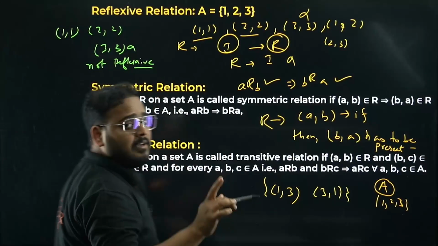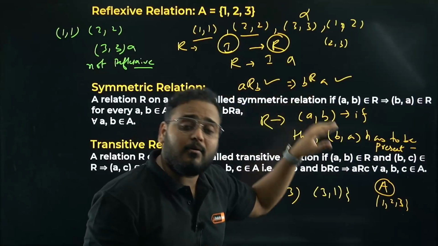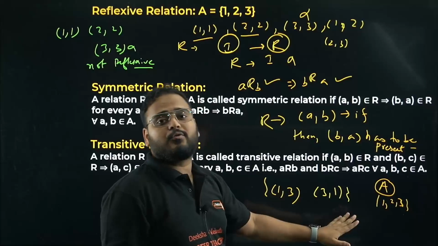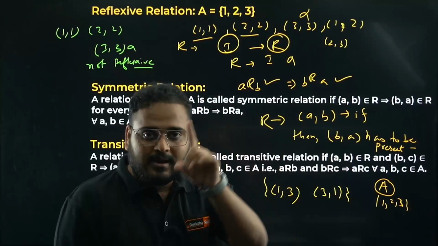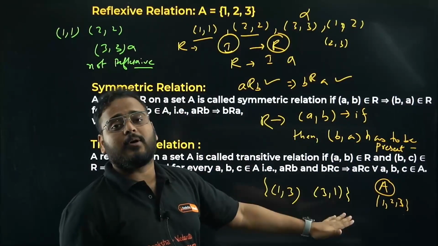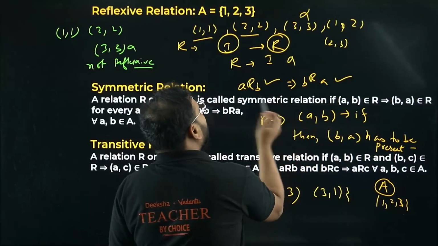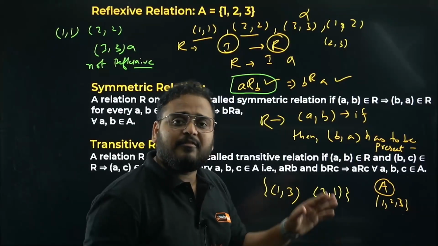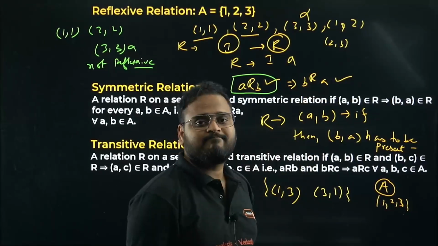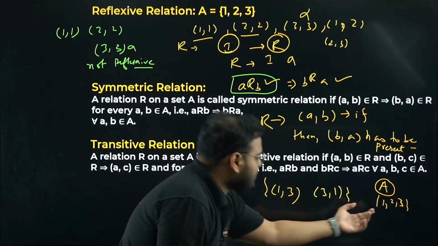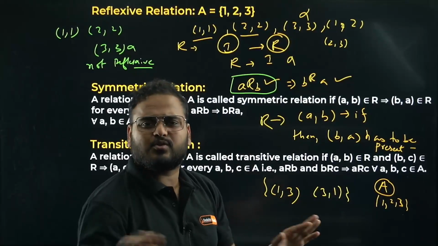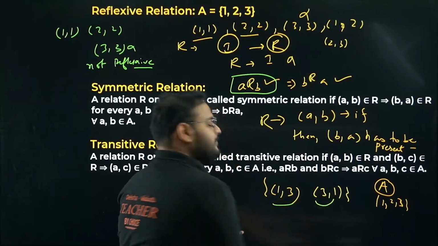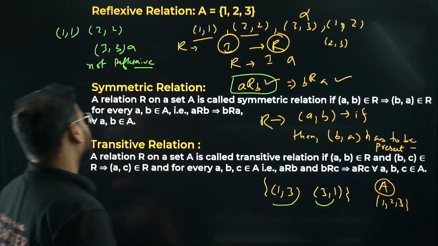In case of reflexive, all 3 have to be there: 1, 1, 2, 2, 3, 3. But in case of symmetric, 1, 3 is there, 3, 1 you look for. You don't look for 2, 3 and 3, 2. Understand that? Because ARB is not mentioned. 2, 3 is what, sir? ARB. If ARB is not there, then why are you looking for BRA? Correct, na? So if 2, 3 is not there, not a problem. Just look for this condition: if ARB is there, then BRA has to be there. Agreed? Okay, sir. So symmetric is that only.